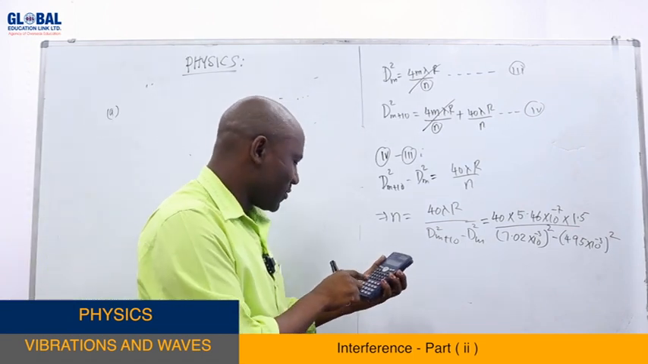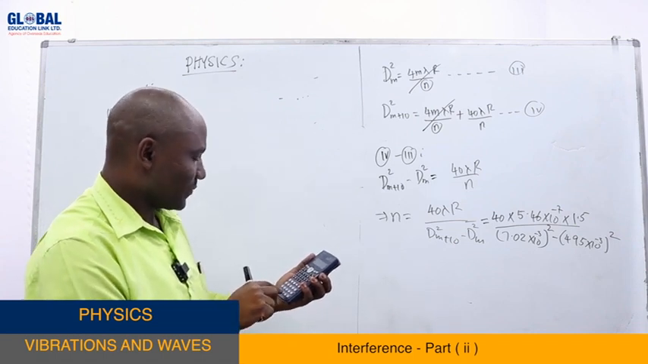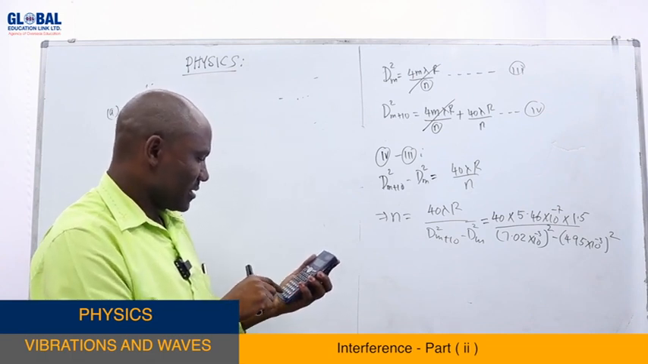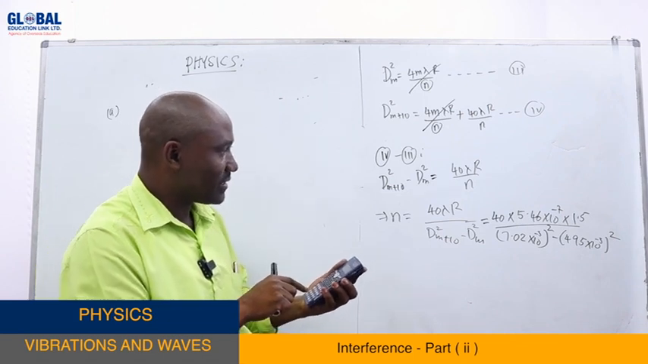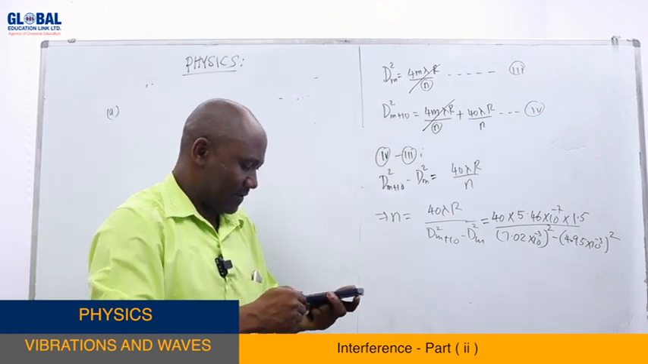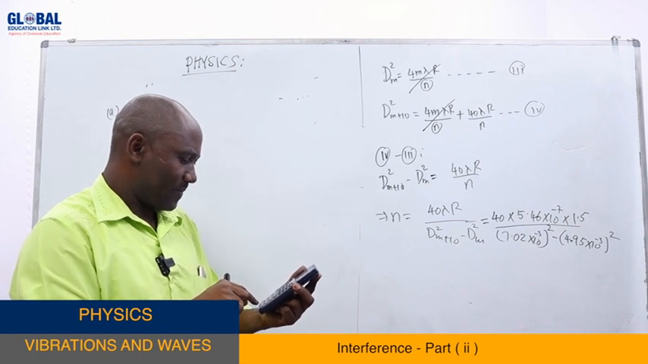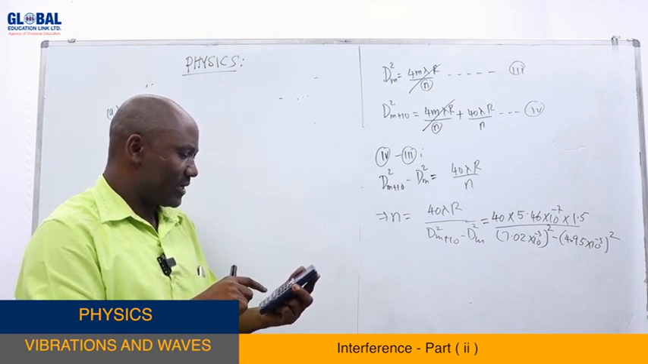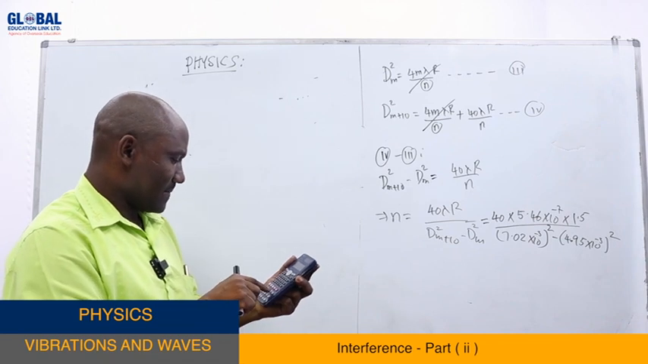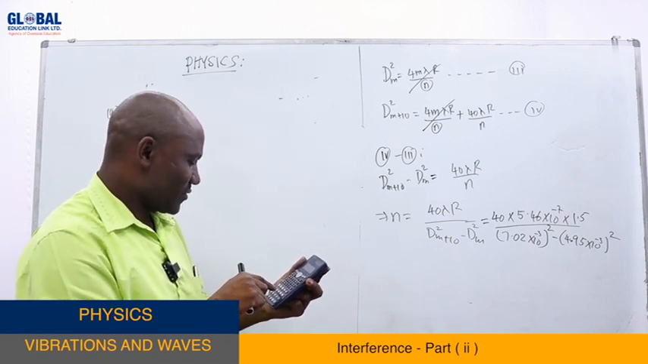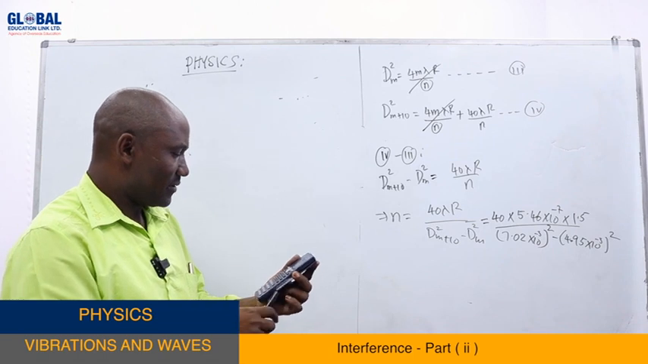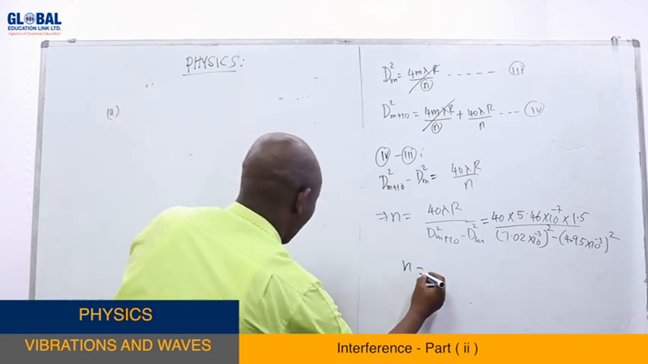Let's take now 7.02 e power negative 3 squared minus 4.95 e power negative 3 squared, and inverse multiply by 40 multiply by 5.46 e power negative 7 multiply by 1.5, you get something like n equals 1.322.